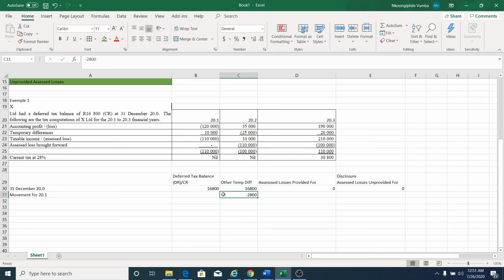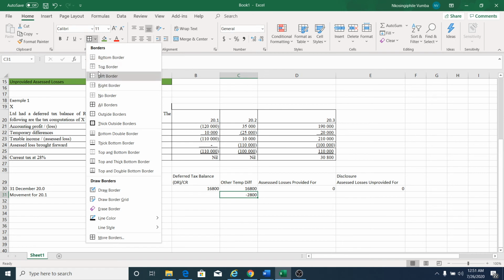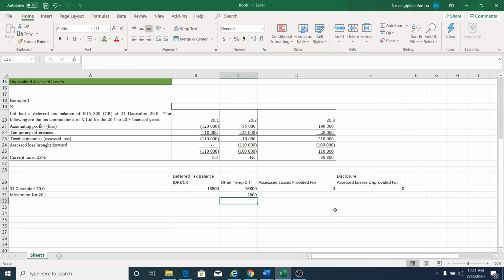The next step is to add these two. So 16.8 minus 2.8 should give you 14,000, if I'm not mistaken. If this gives you 14,000, remember we have an assessed loss of 110,000. So now we need to calculate our assessed loss. We have 110,000 multiplied by 28%.